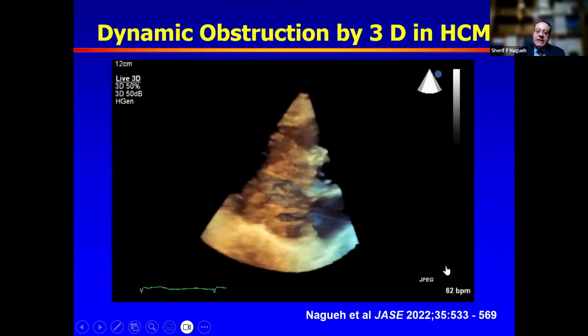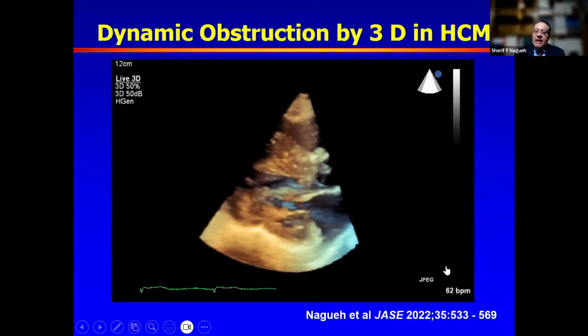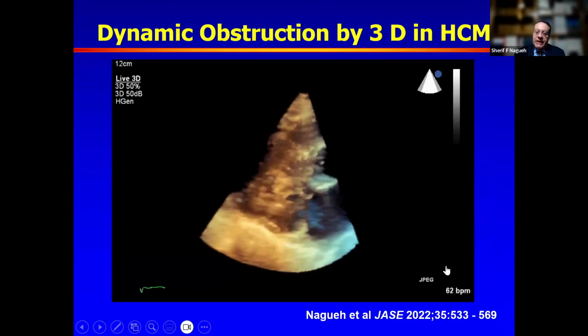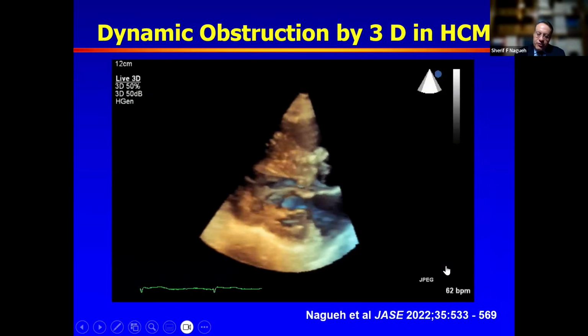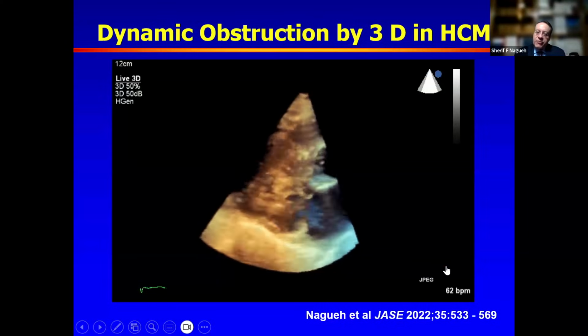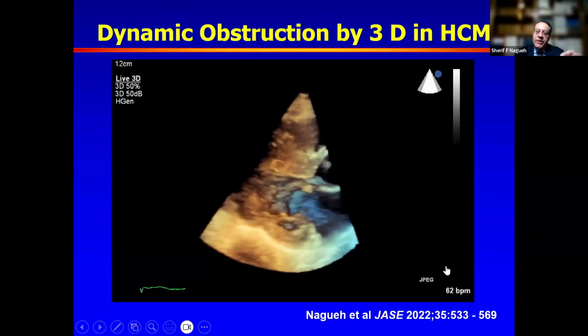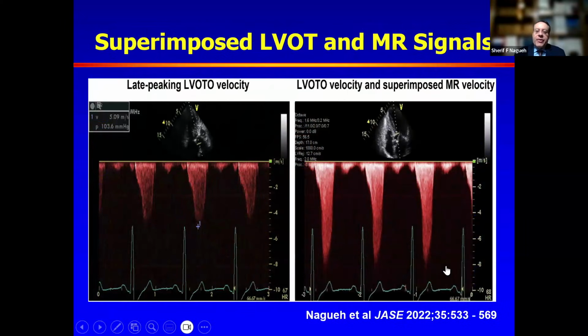3D is very nice in illustrating the presence of dynamic obstruction, as you see in this example. I will say that many times it is easier to recognize the presence of dynamic obstruction in challenging cases when you see live movies as opposed to someone freezing it and going frame by frame. The severity of obstruction is determined by the gradient, and we follow the modified Bernoulli equation. So we look for that peak velocity, and here you see the dagger-shaped, rather late peaking velocity that exceeds 4. It's actually closer to 5.1 with a very high gradient.